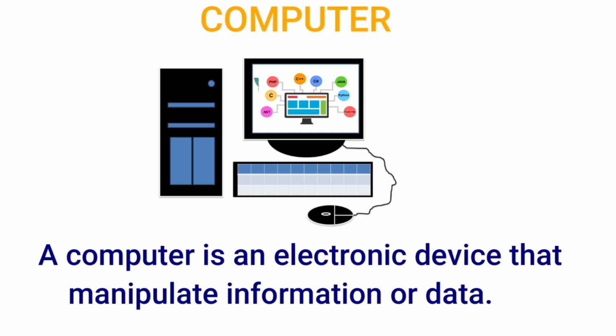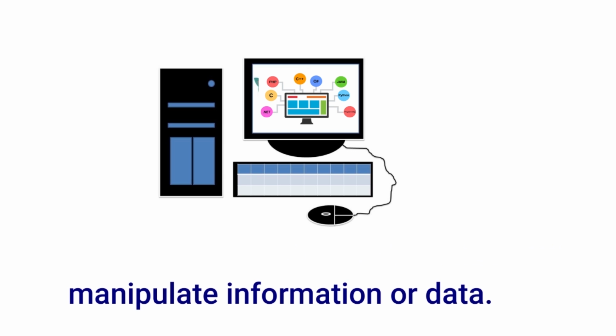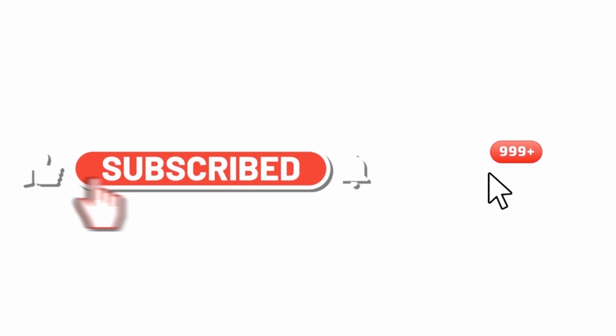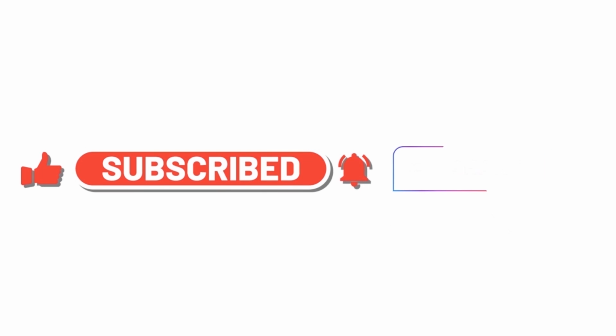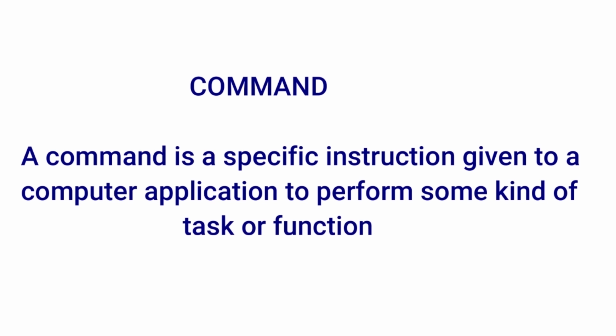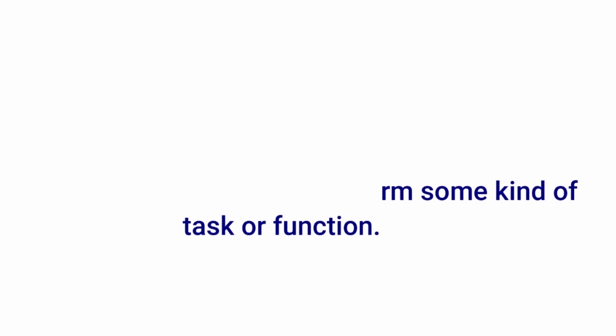So the first thing here has to do with computer. What is computer? A computer is an electronic device that manipulates information or data. So this will take us to the next thing that we are about to learn right now. It is like a building block from one to another. So the next thing here has to do with command. What is a command? A command is a specific instruction given to a computer application to perform some kind of task or function.